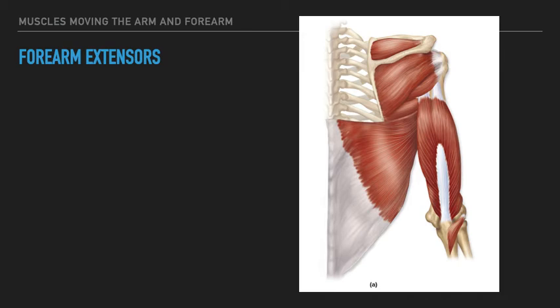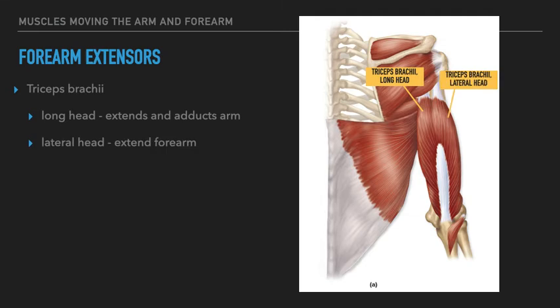So these are muscles that when they contract, they are going to cause extension of the forearm. They're going to straighten your arm. So these are going to include the triceps brachii and the anconeus. The triceps brachii has 3 heads, which is where it gets the name triceps. We have the long head, which extends and adducts the arm. And we have the lateral head, which is going to extend the forearm as well. The medial head will also extend the forearm.